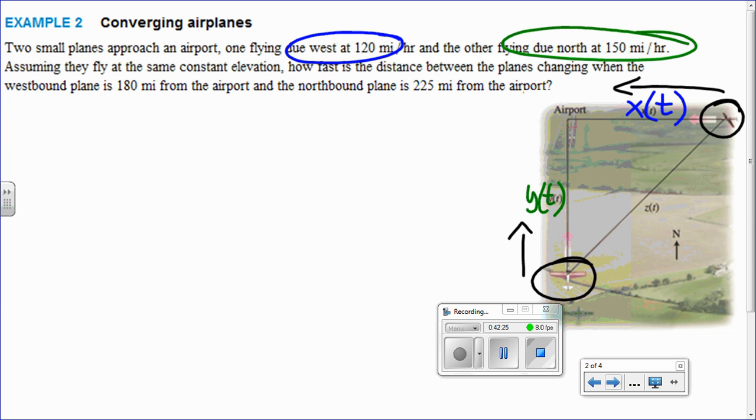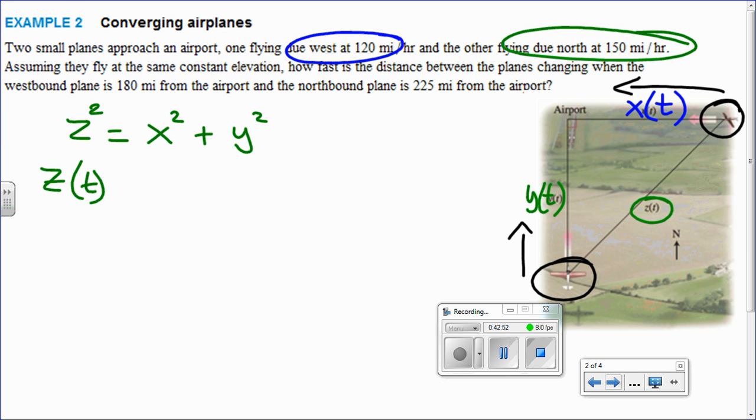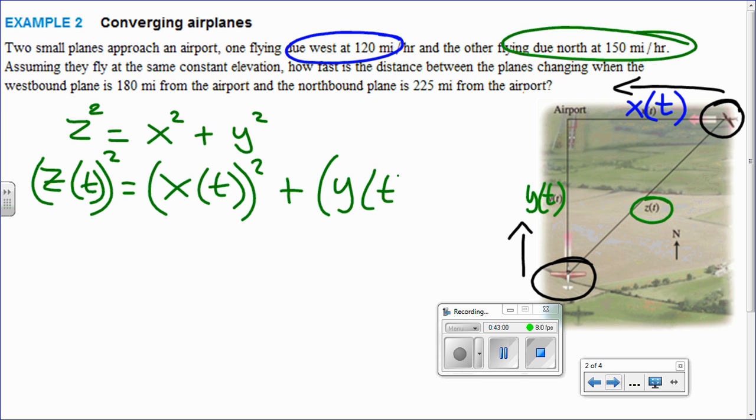So let's see, why do we need that distance? Let's not use that distance yet. But based on the drawing, what does it look like? Triangle, right? Very good. So we're going to say that z squared for the hypotenuse is equal to x squared plus y squared. Or we could say z of t squared is equal to x of t squared plus y of t squared. So we start taking our derivatives like we usually do.